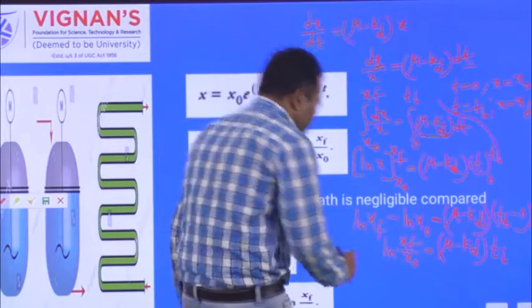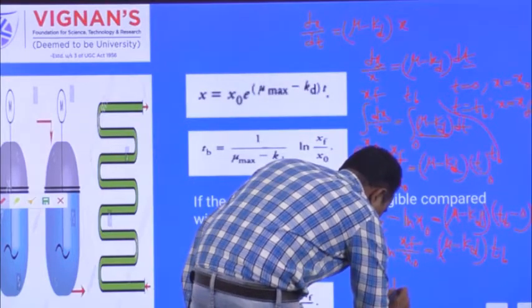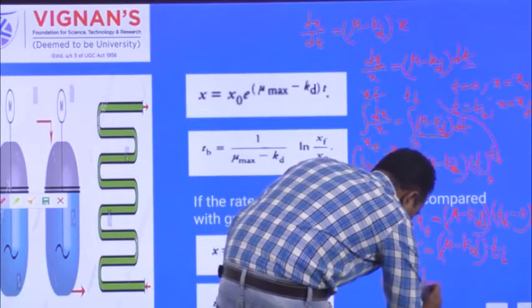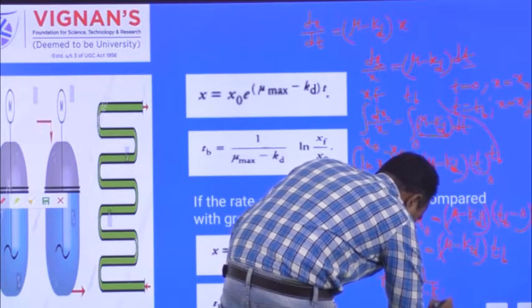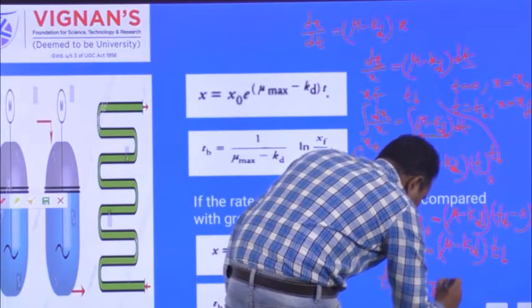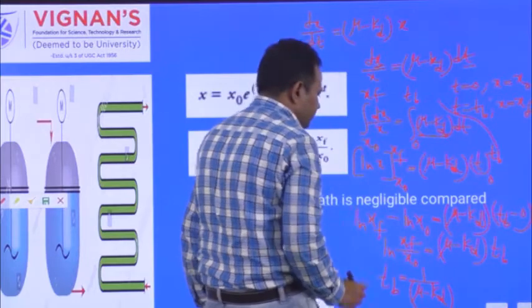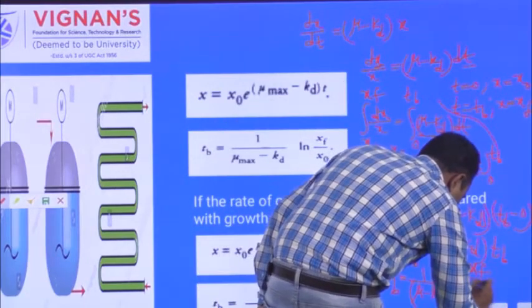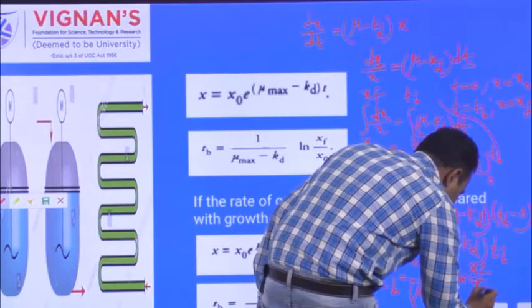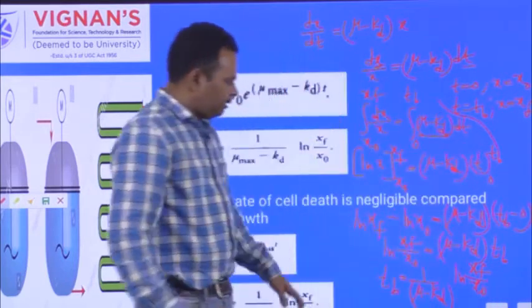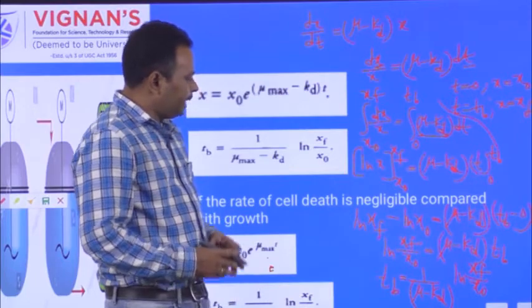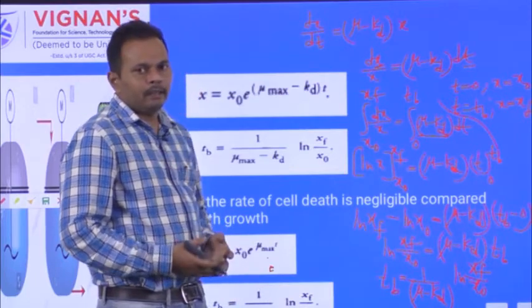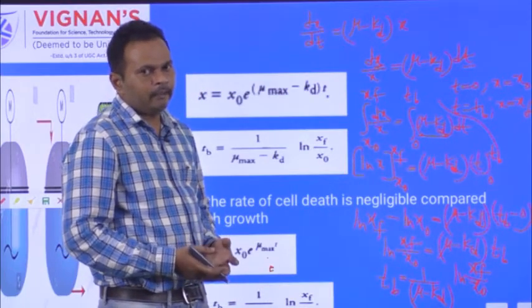tb is the batch time required. tb is equal to 1 by mu minus kd, taking this mu minus kd to the left-hand side, into ln xf by x naught. This is one equation. This equation tells about the batch time required to increase the cell concentration from the inoculum to the final value.